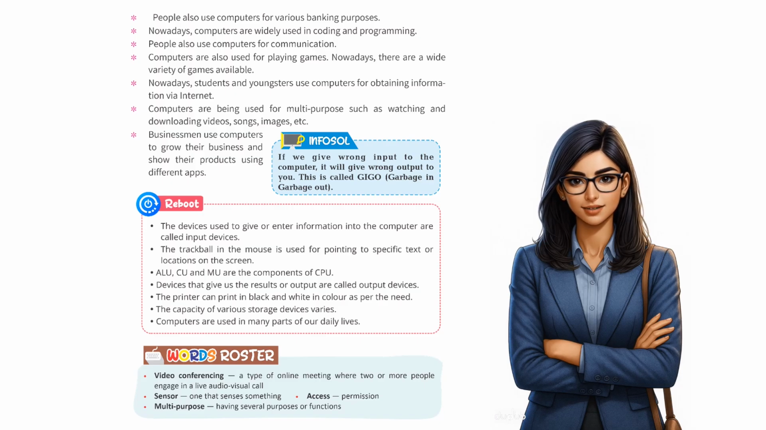Info. If we give wrong input to the computer, it will give wrong output to you. This is called GIGO, garbage in, garbage out. Reboot. The devices used to give or enter information into the computer are called input devices. The trackball and the mouse are used for pointing to specific text or locations on the screen. ALU, CU, and MU are the components of CPU.